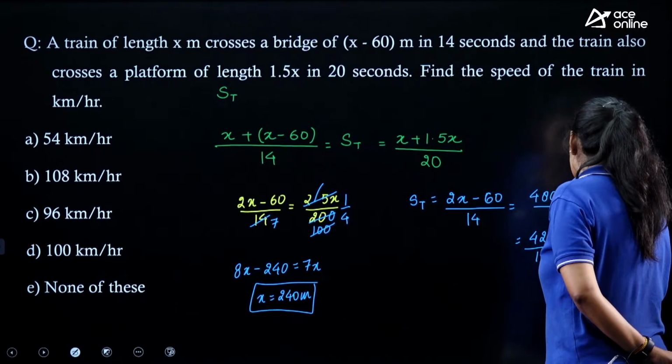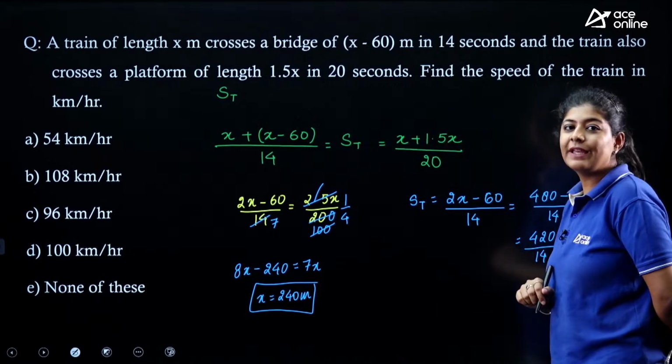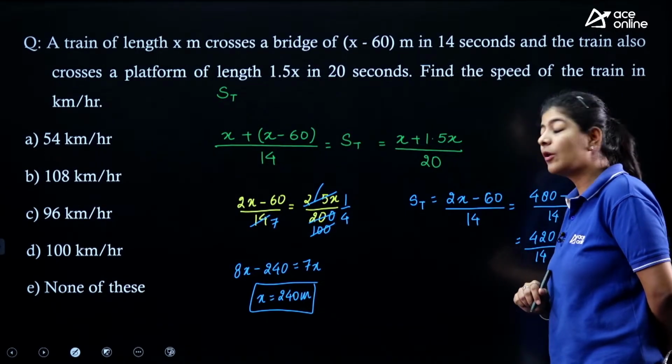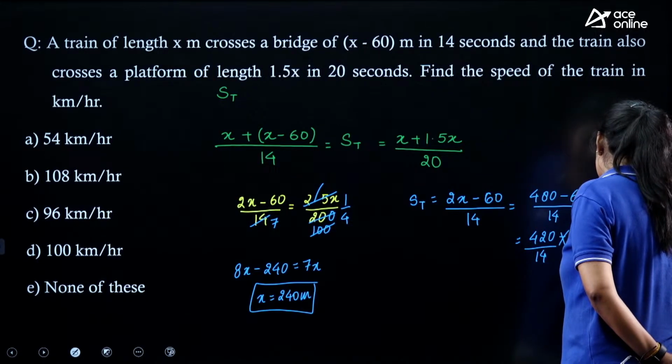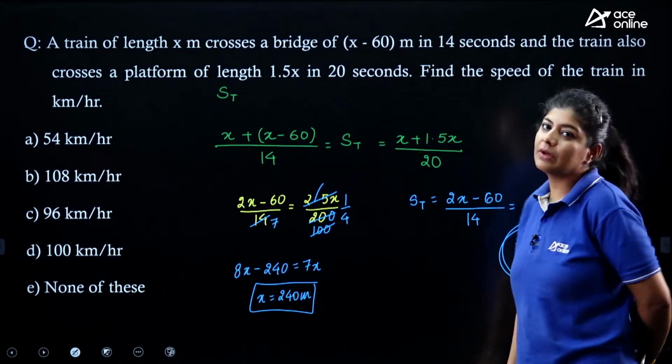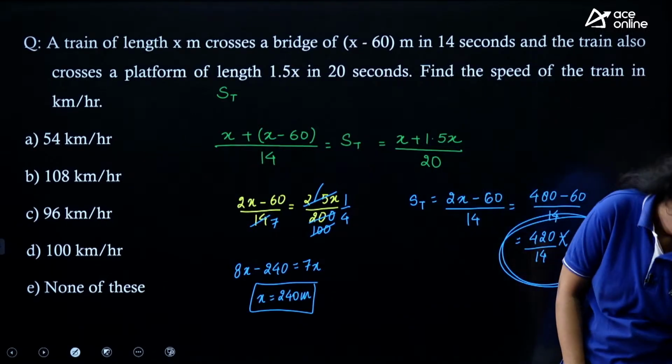divided by 14. Now what we need to do? Now we are having this in meter per second and we need to convert it into kilometer per hour. That means we need to multiply it by 18 by 5. Now just simply solve this and let me know what answer people are getting.